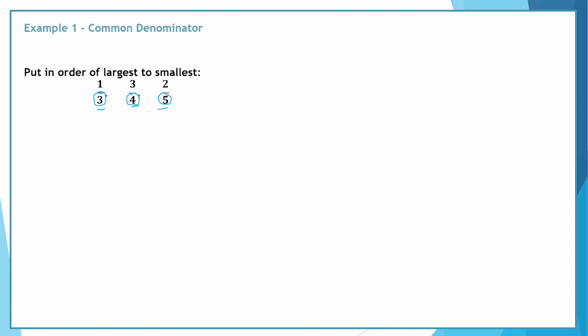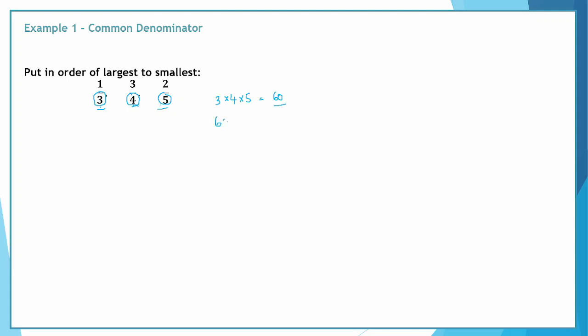Well, the number that they become has to be a multiple of all three of these numbers. And the easiest way to do that is to just do 3 times 4 times 5. So 3 times 4 is 12, times by the 5 gives us 60. So if we use 60 as a common denominator, we know that 60 is a multiple of 5, multiple of 4, and a multiple of 3.